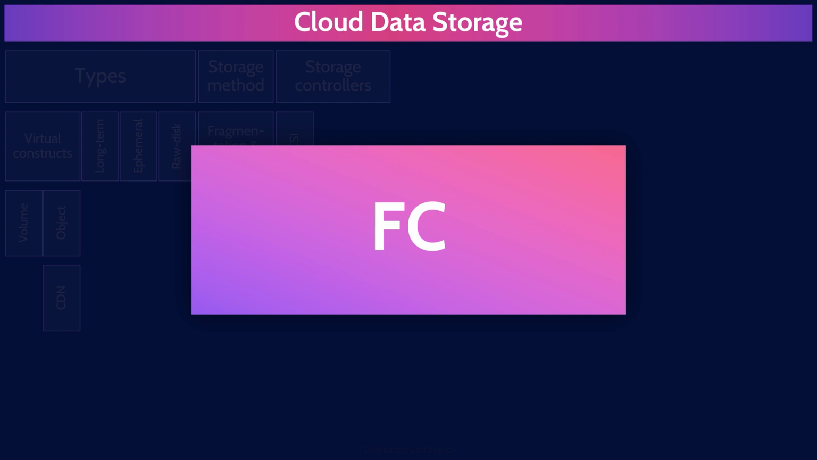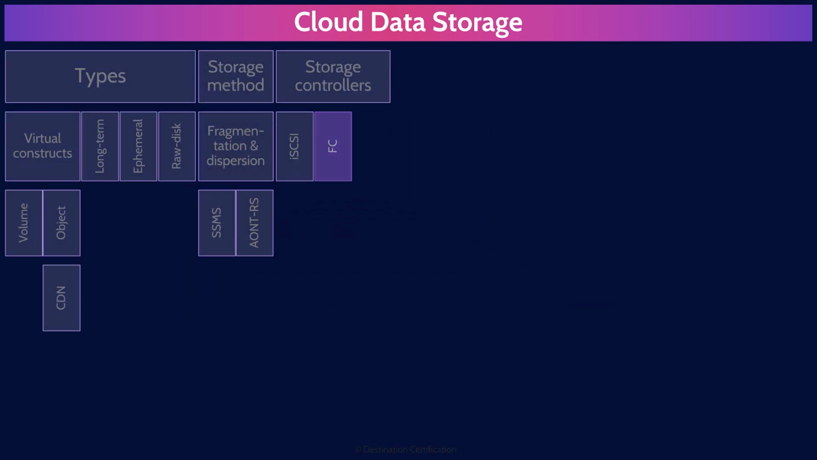Fiber channel is a high-speed networking technology used to connect systems to storage devices in a SAN, a storage area network. Fiber channel offers dedicated, lossless, high-bandwidth communication. As the name fiber channel suggests, fiber optic connections are used. So this is an expensive but very high-speed connection.